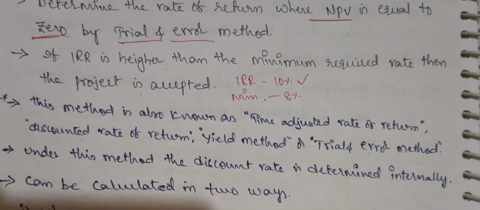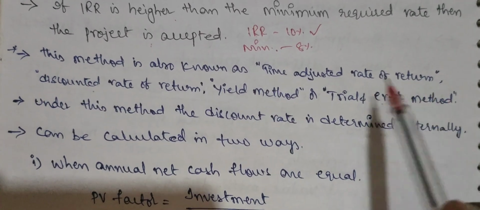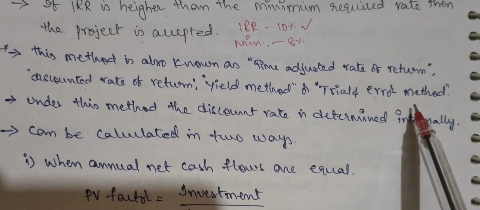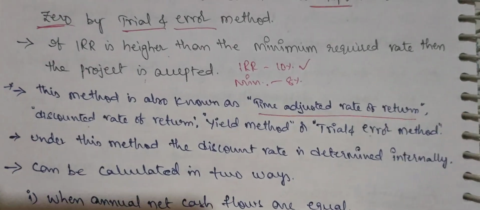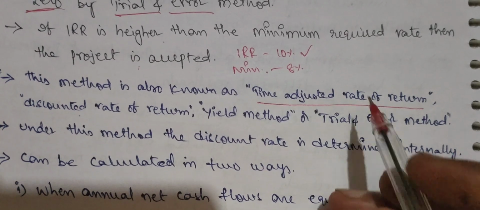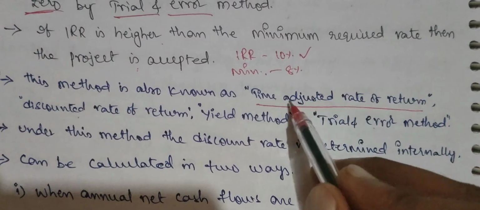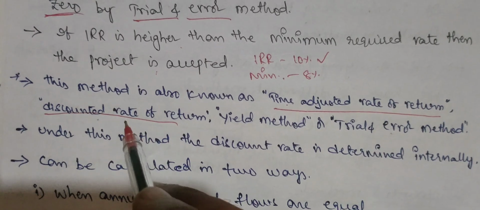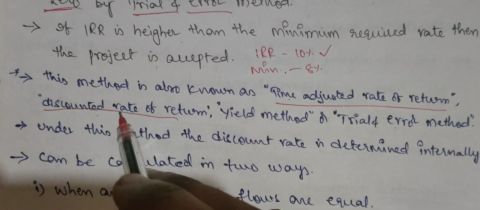Then see what exactly the IRR is. This method is also known as time adjusted rate of return, discounted rate of return, yield method, or trial and error method. Why is it time adjusted rate of return? Depending upon the time that has passed, say year 1, year 2, year 3, year 4, for all those years we will calculate the discounted rates. That's why it is the time adjusted rate of return, and we are taking the discounted values like 10% rate of return, 20% rate of return, so that is the discounted rate of return.